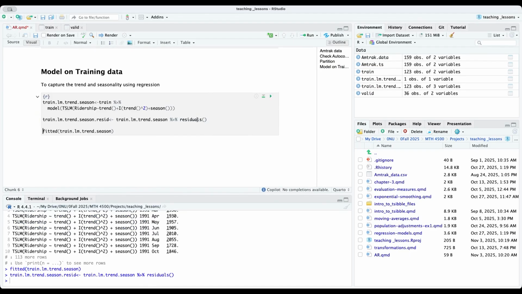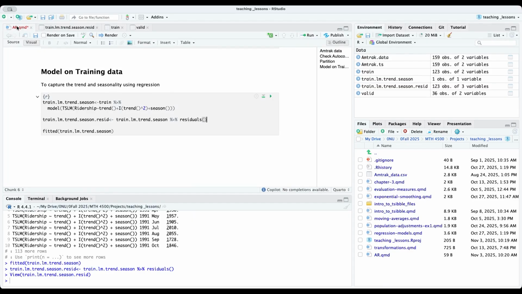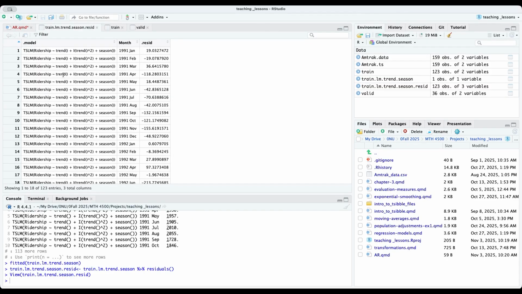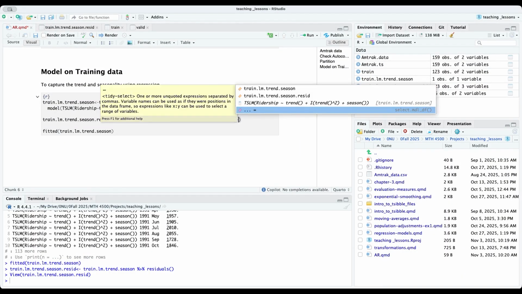Let me look. So now this gives me the residuals. If you click on this, we have the model, we have the month, we have the residuals, which is the error, the difference between the actual data of January 1991 and the fitted value. The same thing for February 1991, and so on. So these are the residuals, the difference between actual and fitted values. And I would like to take off this model column, because it's annoying. So I want to deselect it, minus the model.